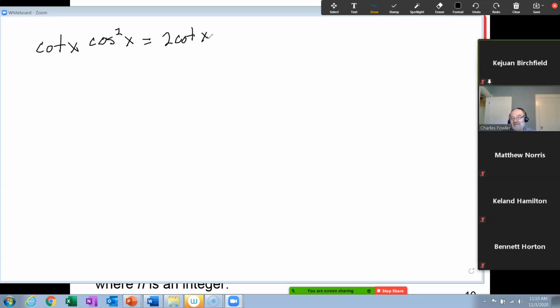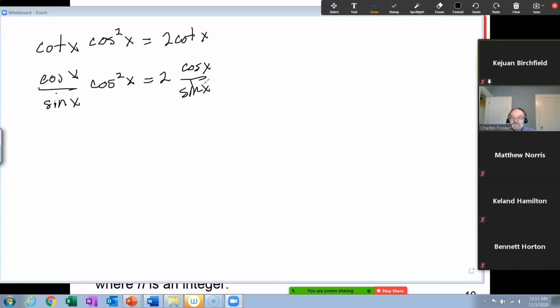So my next guess would be, let's get everything in terms of sine or cosine. Okay, we already got a cosine here, so this would be cosine x over sine x. That's what cotangent is, times cosine squared x, and that's equal to 2 times cosine x over sine x. Okay.